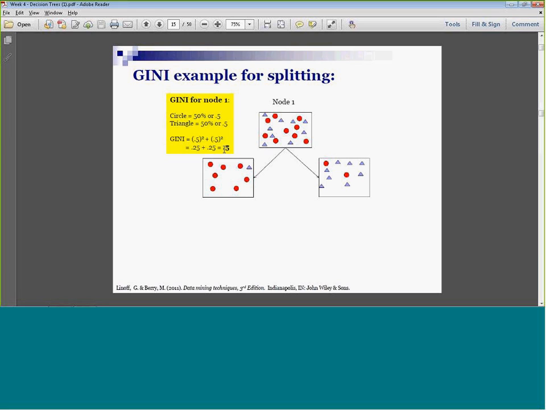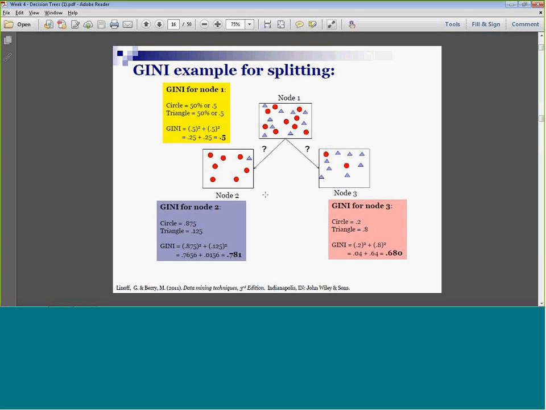All right, so that's what we started with. Worst case possible, right? 50-50. Now, this split, which we are evaluating to see if it's the best one, how does it do? Well, let's calculate the Gini for it. Okay, in this square, we have 1, 2, 3, 4, 5, 6, 7 circles out of 8 total items.